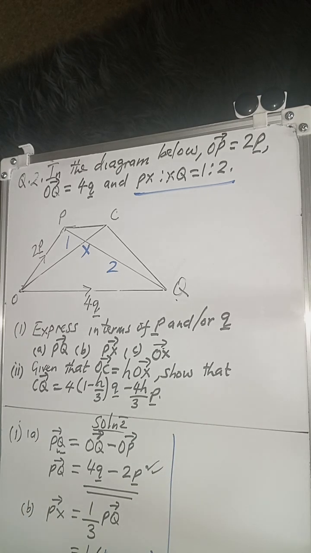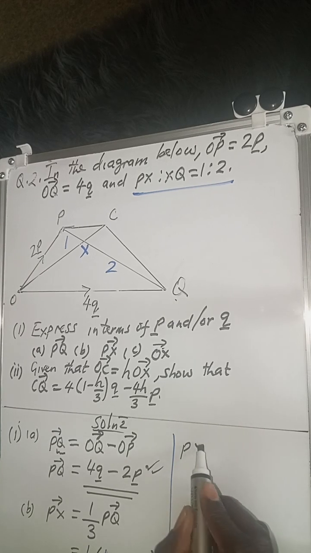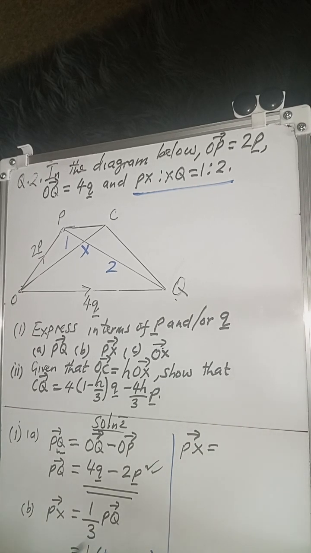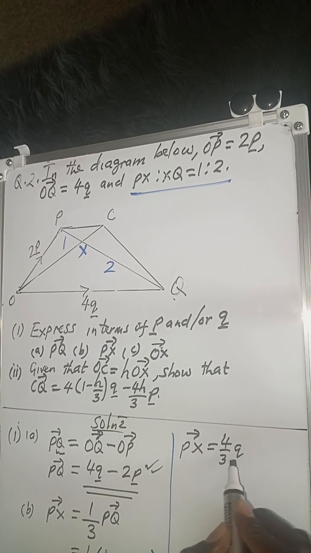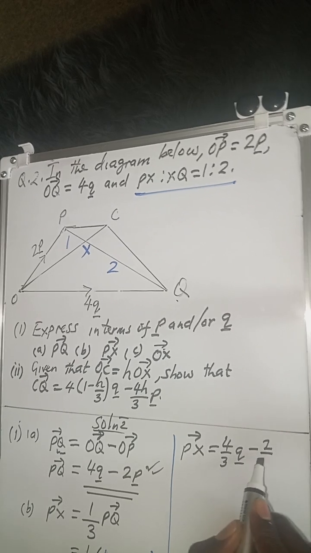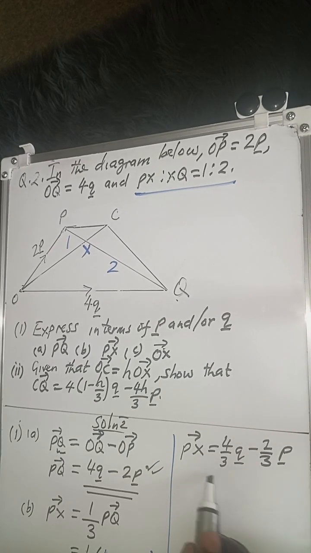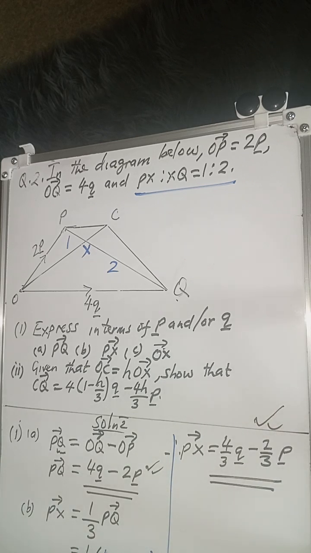That's what we mean. So what do you need to do? You can simply just expand that one. So PX will be equal to 1 over 3 times that will give you 4 over 3 vector Q. 1 over 3 times that will give you 2 over 3 vector P. So that is where you can end that. So that is your PX they wanted you to get there.